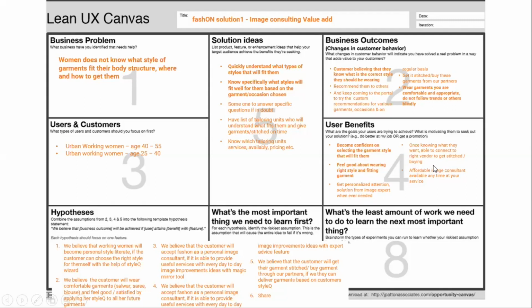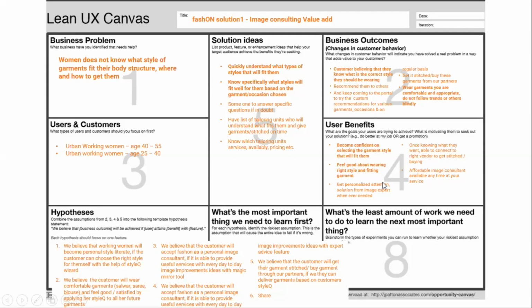Today people ask brothers, sisters, or mom when they want to know what is the right garment to wear. So now here you can get an expert guiding them. And another thing, once knowing what they want, they are able to connect to the right vendors to get it stitched. So once I identify the right garment, I should be able to go and get it from the stores or find where to get it stitched. That guidance is also a benefit they'll be looking for. Affordable image consult. So these are the user benefits.